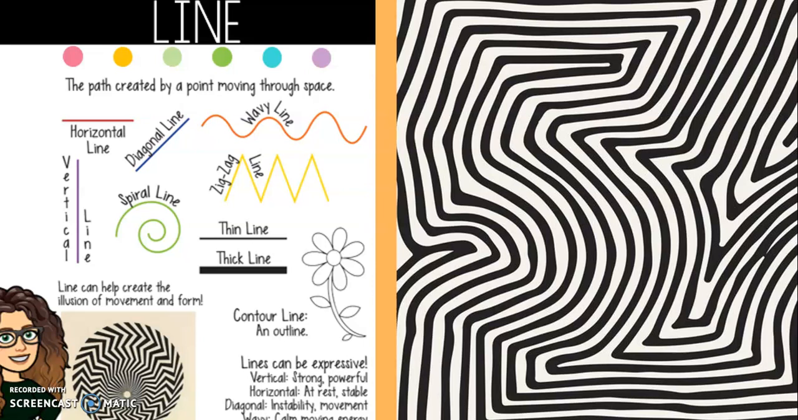Think about comics that you read, especially graphic novels. Artists in graphic novels use line a lot to communicate with the reader. So, here are some examples of those lines. We have our horizontal lines, diagonal lines, wavy, zigzag, spiral, vertical. They help us create the illusion of movement and form.